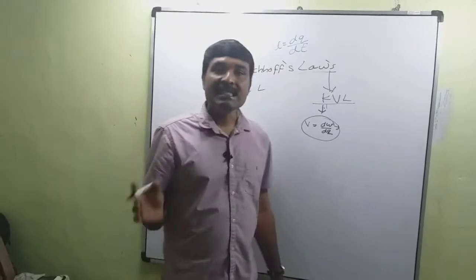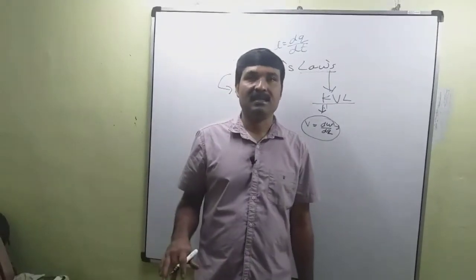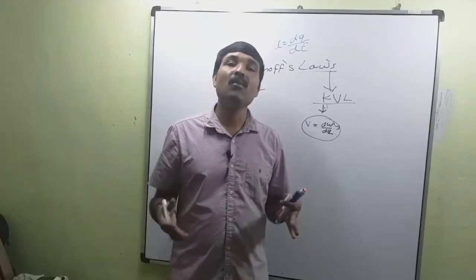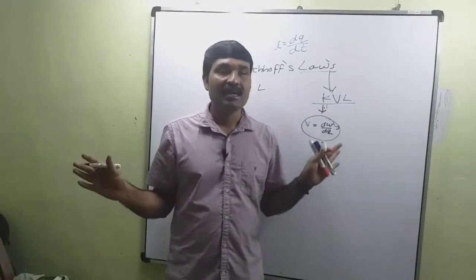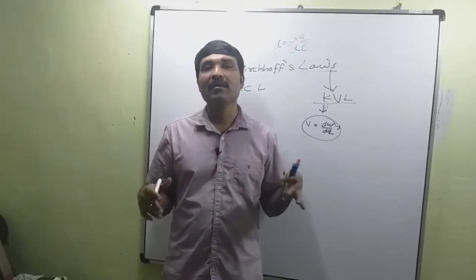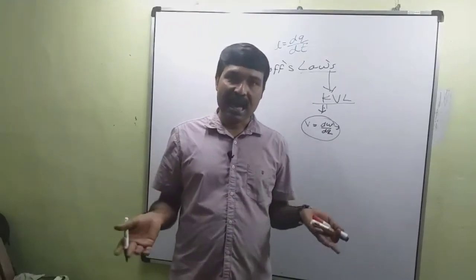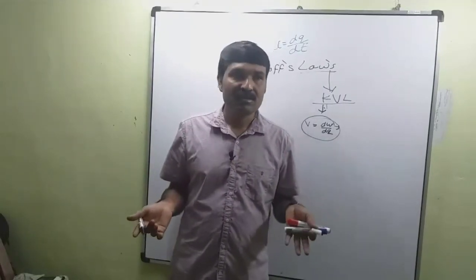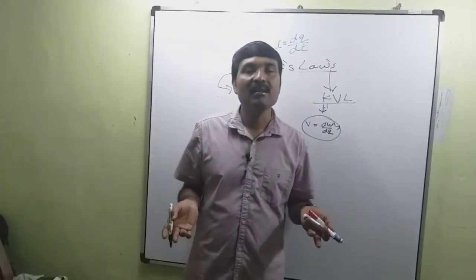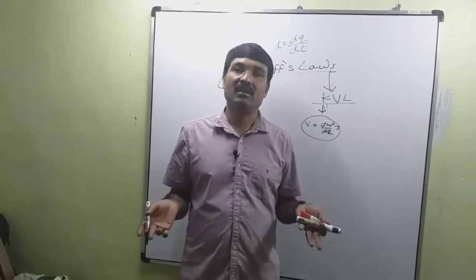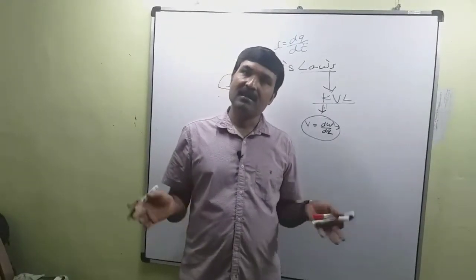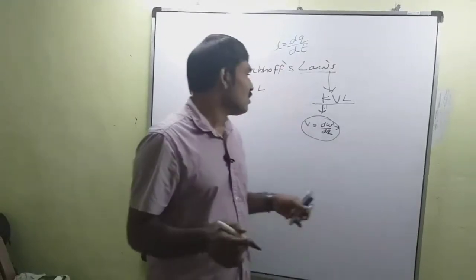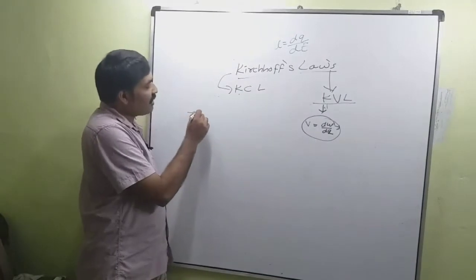That means the algebraic sum of the voltages across each element in a closed path or in a loop is always equal to 0. Some elements in the closed path will absorb energy and some will deliver energy. Usually independent sources, or active elements, will deliver energy, and passive elements will absorb or consume energy. So, this law we can explain.